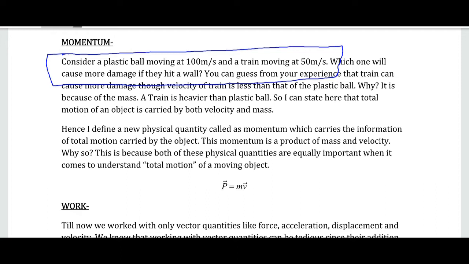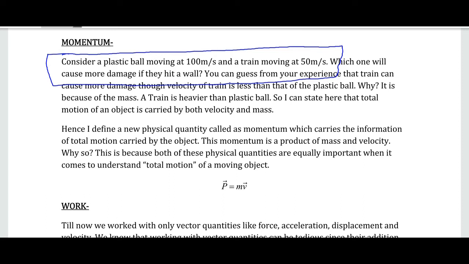So here in the example, a plastic ball is coming towards you at 100 meter per second and a train is coming towards you at 50 meter per second. When the train collides with you, you are going to fly a longer distance and fall. But when the plastic ball hits you, all you have is a chest pain, not more than that.